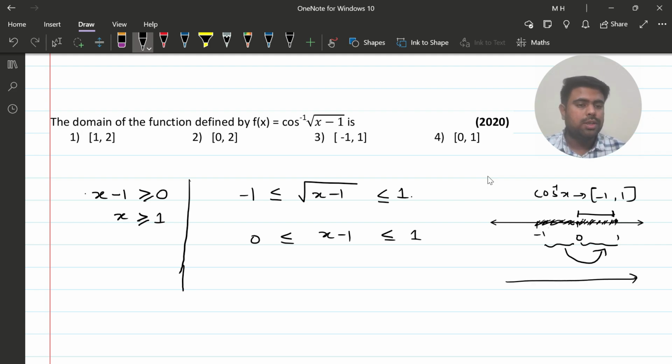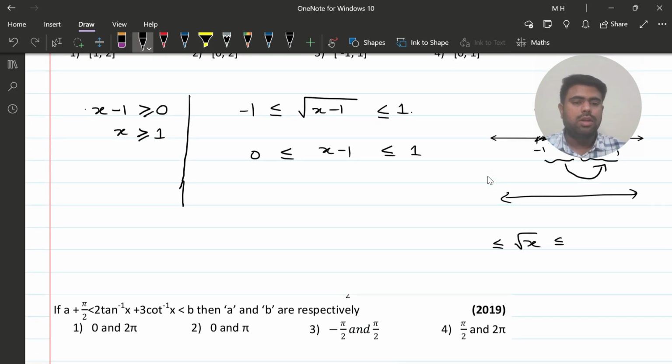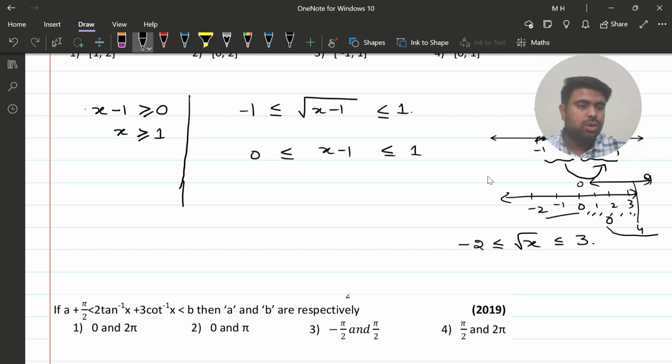Similarly, can you tell me, if I have, let's say, root x greater than or equal to minus 2 and less than or equal to 3, what is it going to be? You look, minus 2 is here, minus 1, 0, 1, 2, 3. From 0 to 3, the squares lie between 0 and 9. From 0 to minus 2, the squares lie between 0 and 4. So you will not get any number below 0. So when you square it, it would be 0 to 9. I hope you have understood how to deal with it.